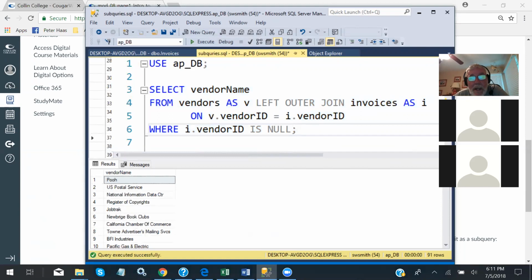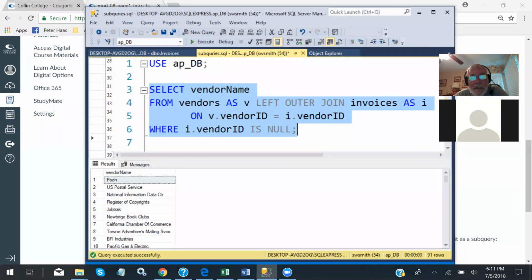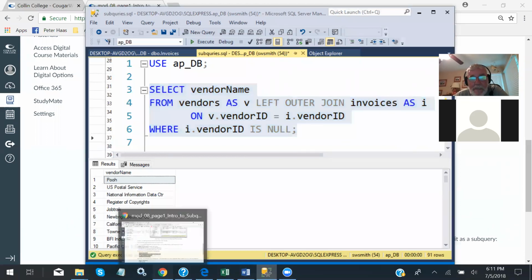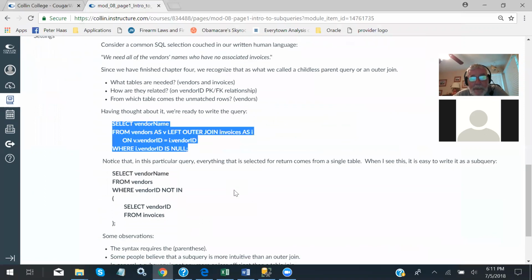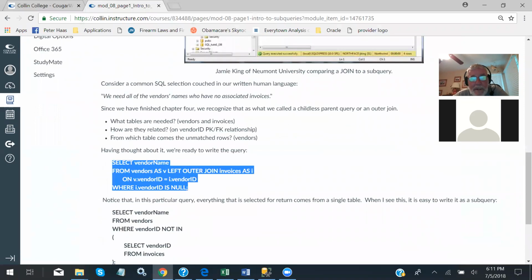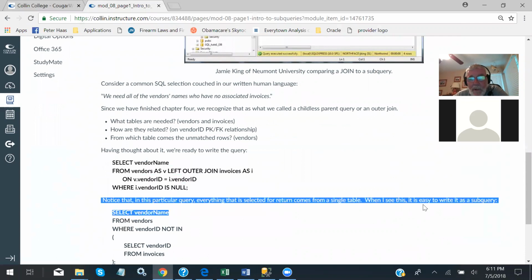There's another way of thinking here. Now there's nothing in the world wrong with this. It's fine. And lots of people will think this way, but in this particular query, everything that is selected for return comes from a single table.